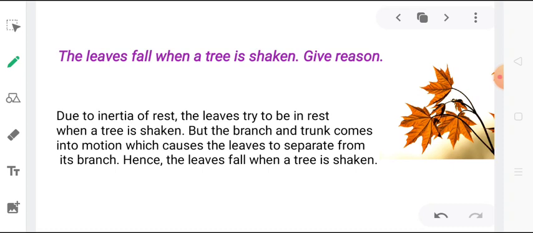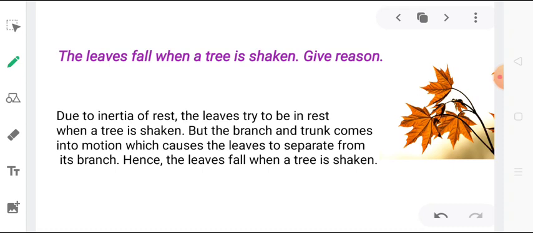Whenever an object is in the state of rest, it has got inertia of rest. So when a force is applied to bring a change in its state, when we want to bring the object into the state of motion, it resists that change, and that inertia is given the name of inertia of rest. So due to inertia of rest, the leaves try to be at rest. When a tree is shaken, the branch comes into motion, but the leaves try to remain at rest. So the branch and trunk come into motion, which causes the leaves to separate from the branch. Hence the leaves or fruits fall down when a tree is shaken.